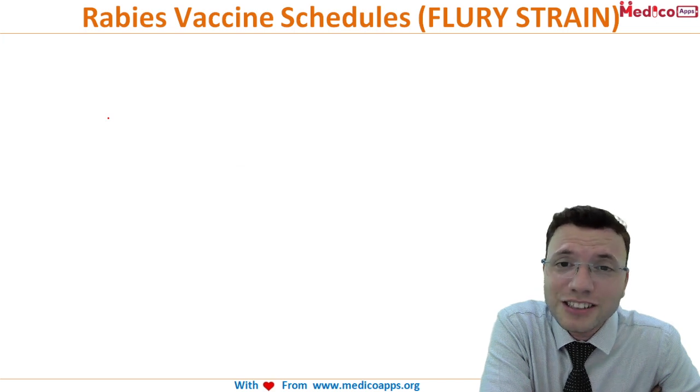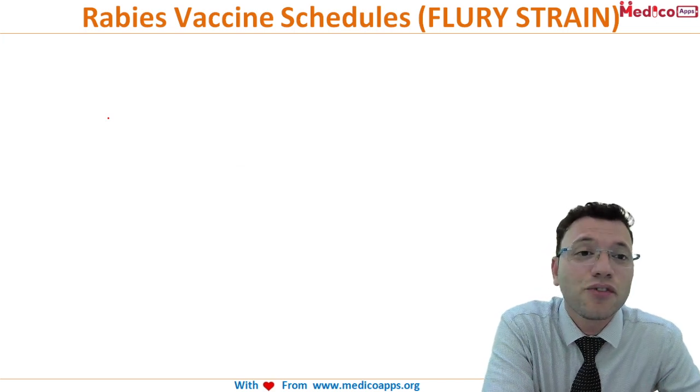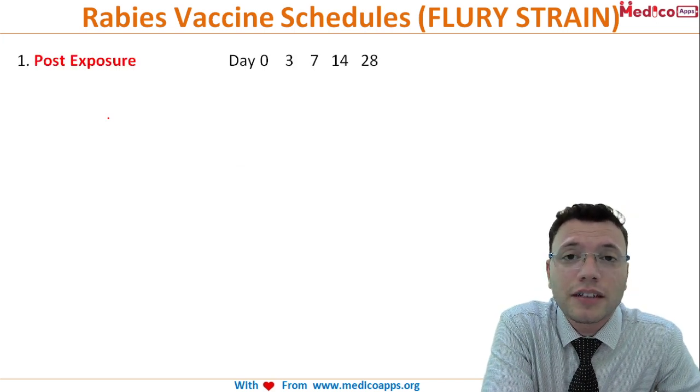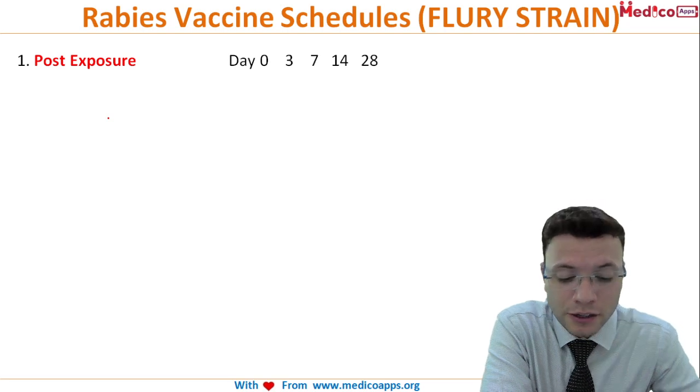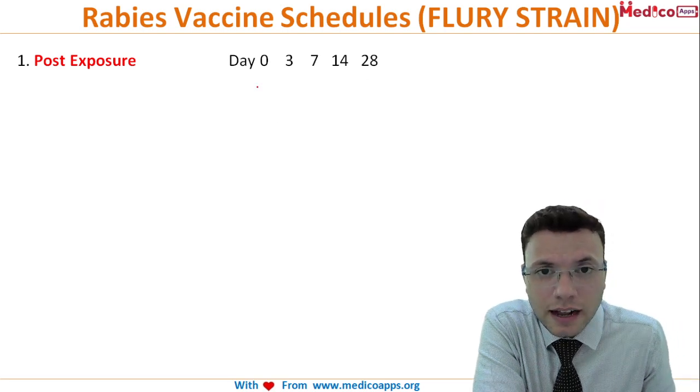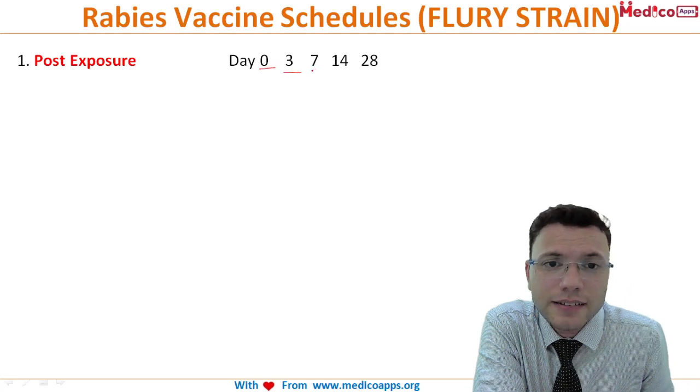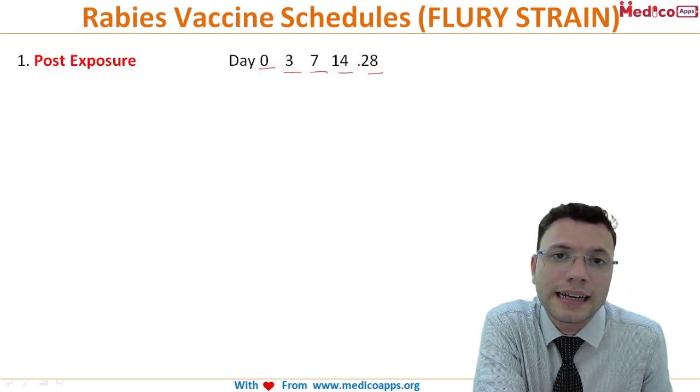Let's learn about the rabies vaccine. So the strain is Flury strain. After the dog bite, we need to remember these numbers. On the day of dog bite, it's taken as 0. Then 3 days later, 7 days, 14 days, and 28 days.